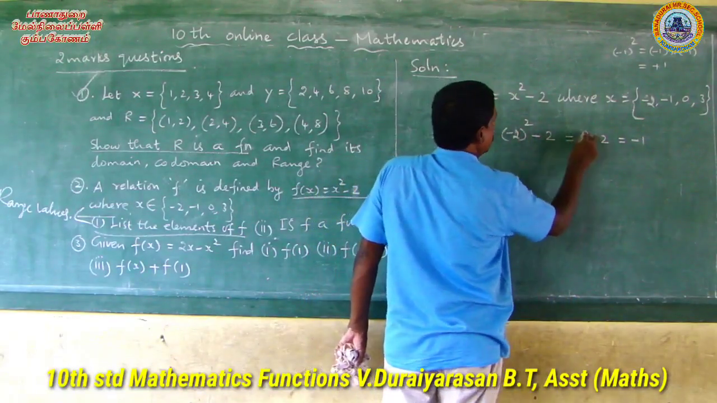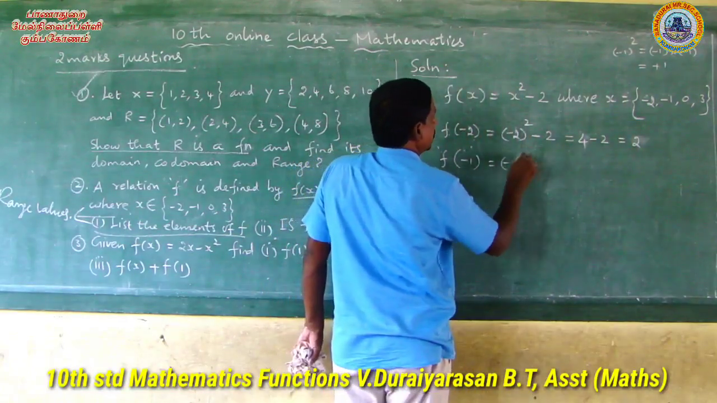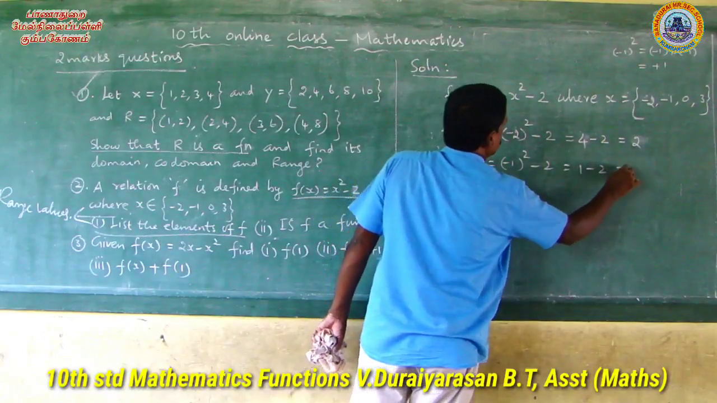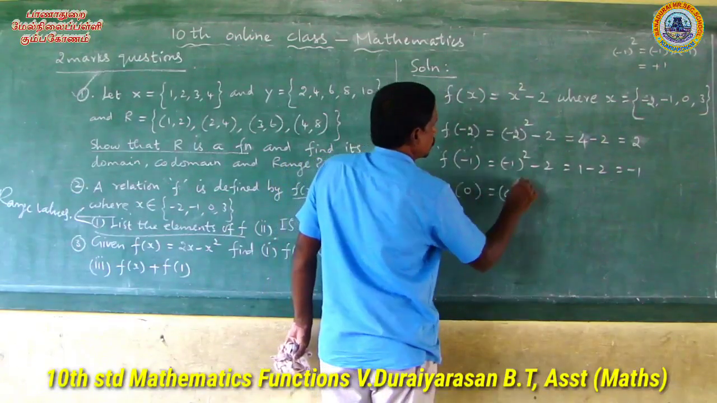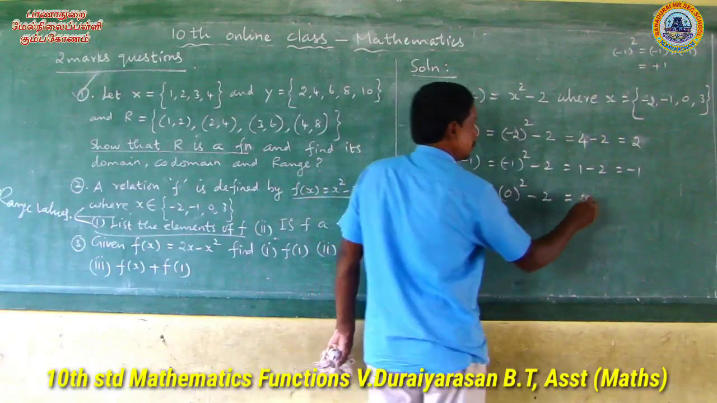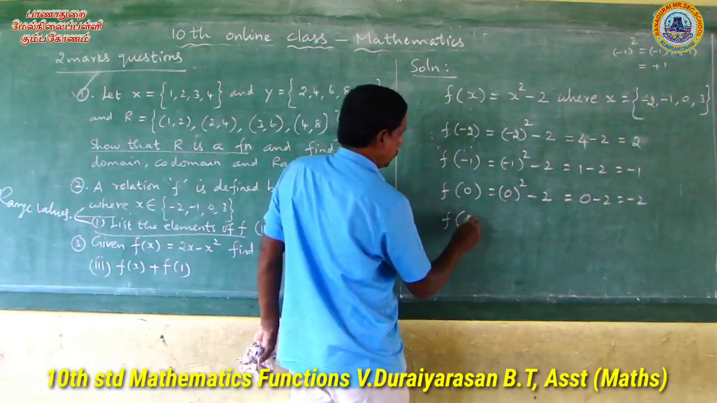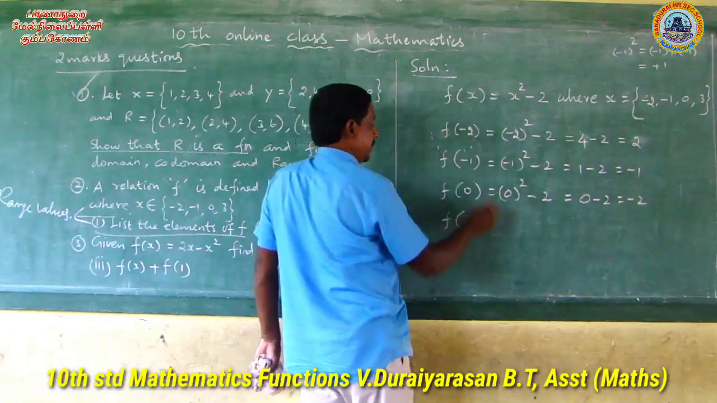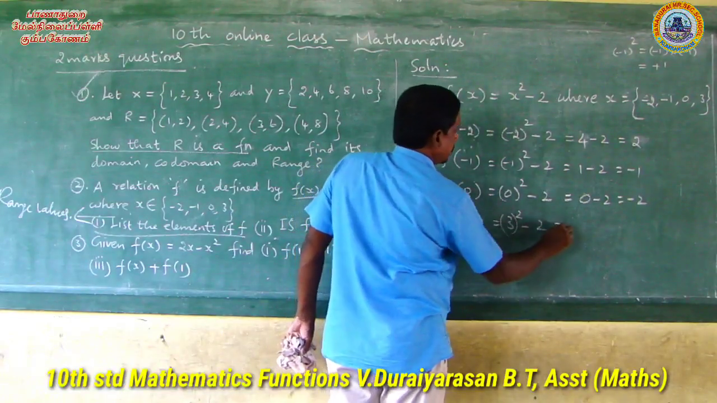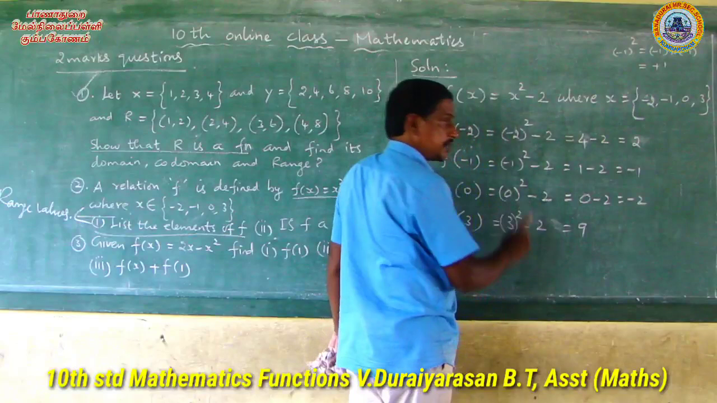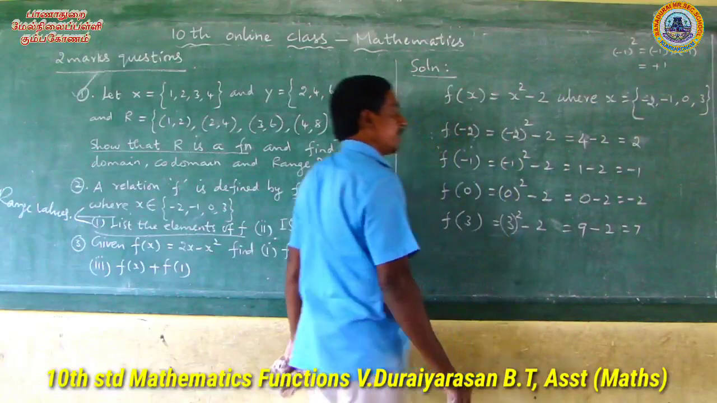f of -2: (-2) whole square is 4, 4 minus 2 is 2. Next, f of -1: (-1) whole square minus 2 is 1 minus 2, equal to -1. Next, f of 0: 0 square minus 2 is 0 minus 2, equal to -2. Next, substitute x is equal to 3: 3 square minus 2. 3 square is 3 into 3, 9. 9 minus 2 is equal to 7.